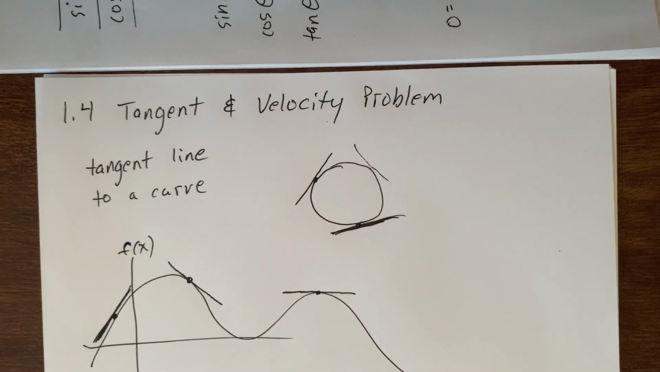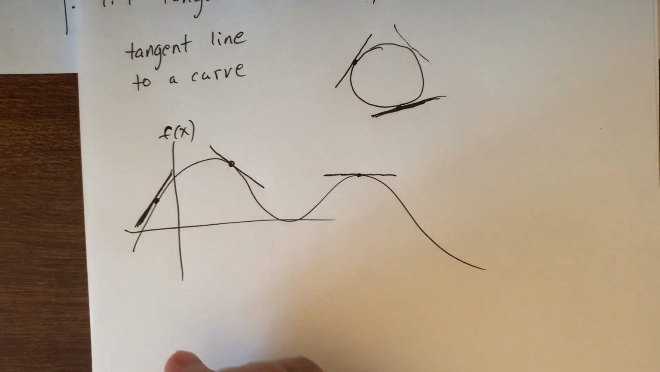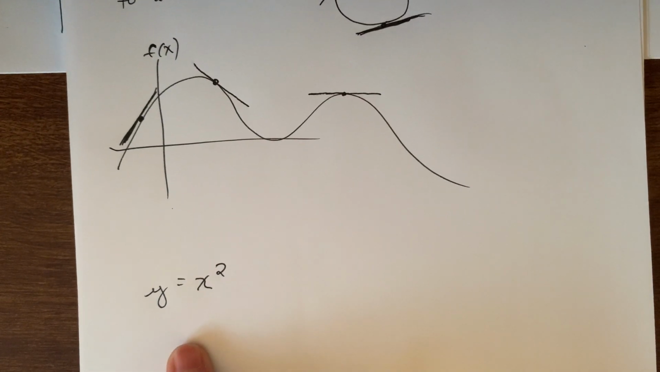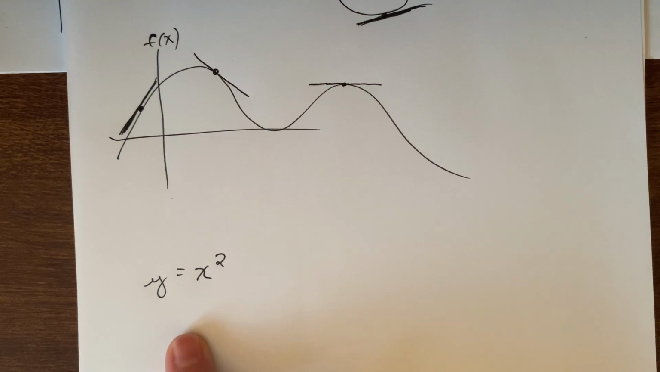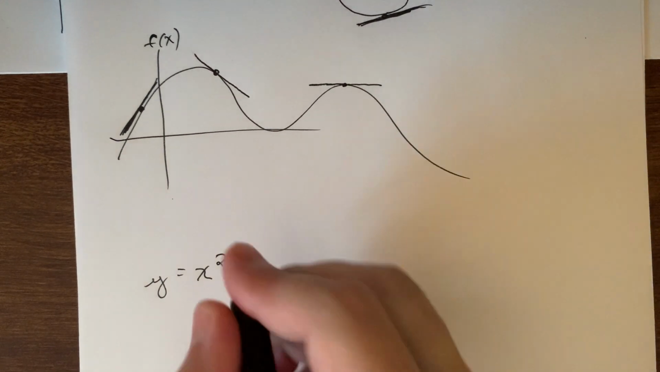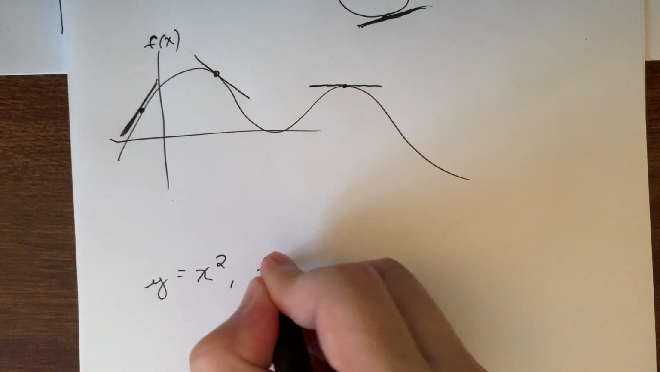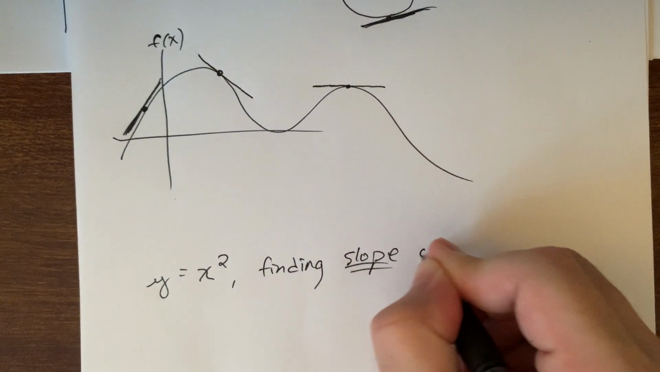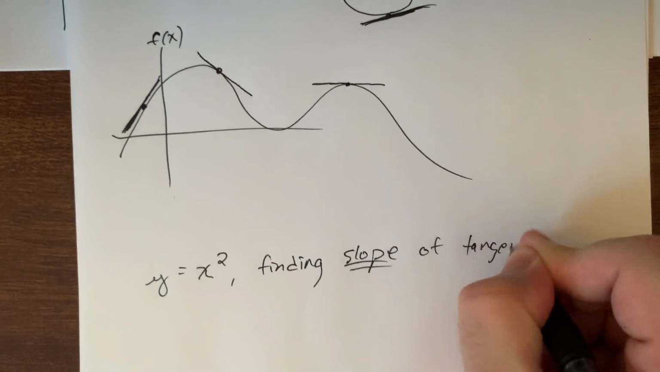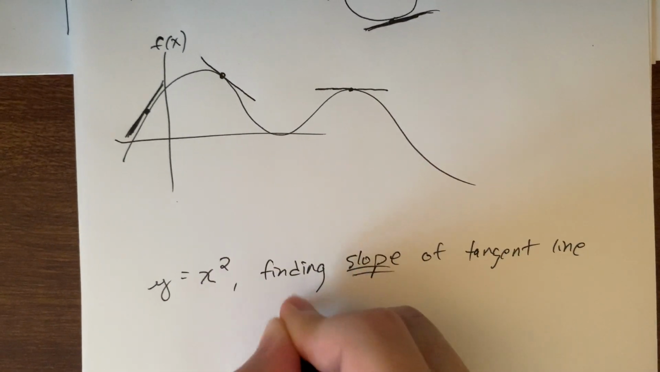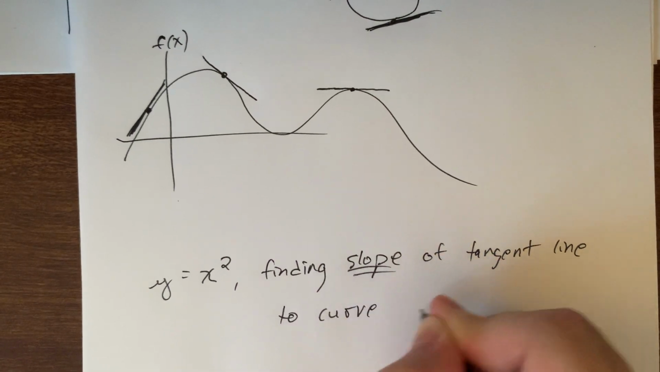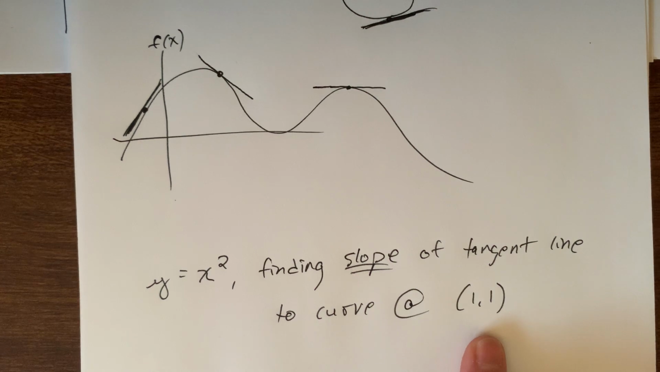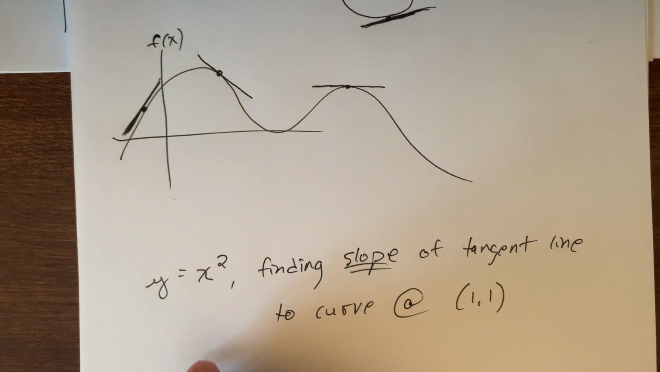So, continuing, I start off with an example. Let's look at a nice simple function that most of us are pretty familiar with, y equals x squared. And I want to concentrate on finding the slope of the tangent line to this curve at the point (1, 1). So first thing, y equals x squared.